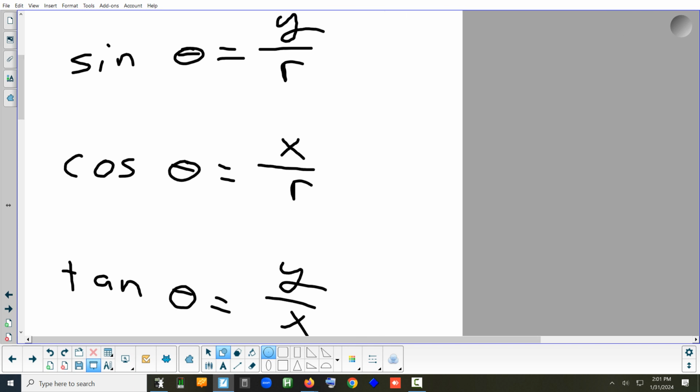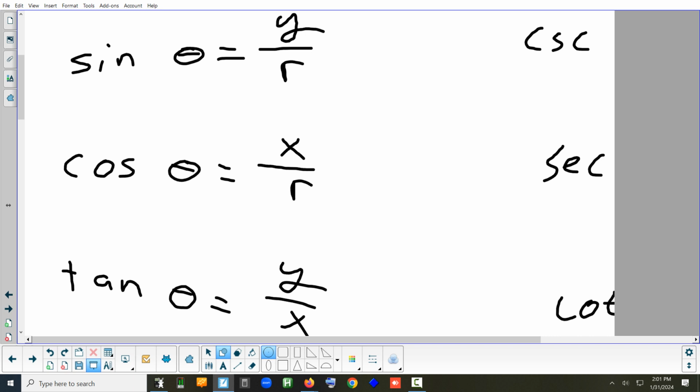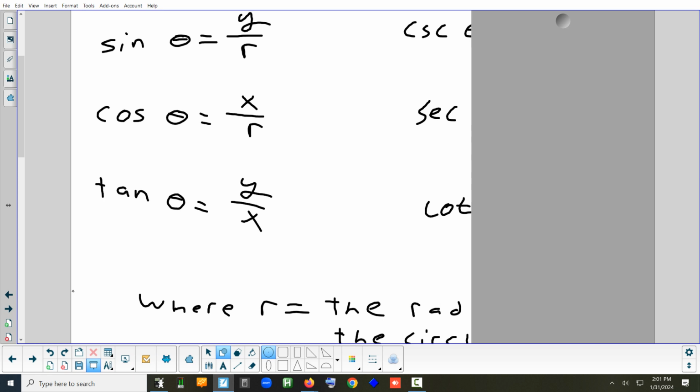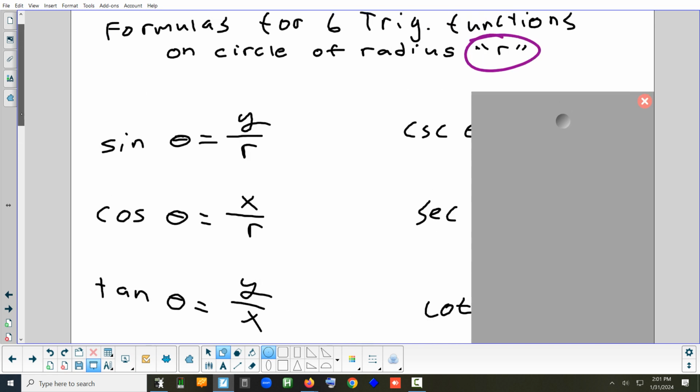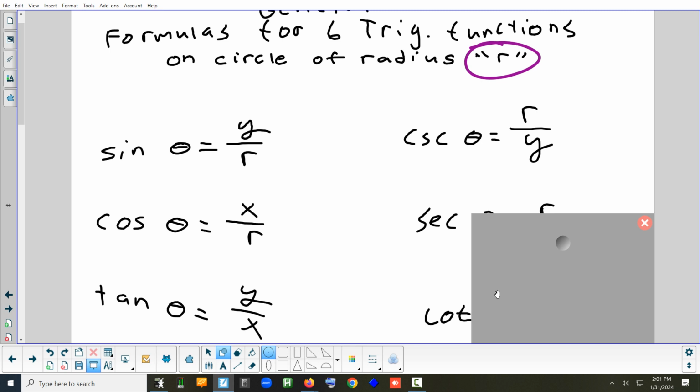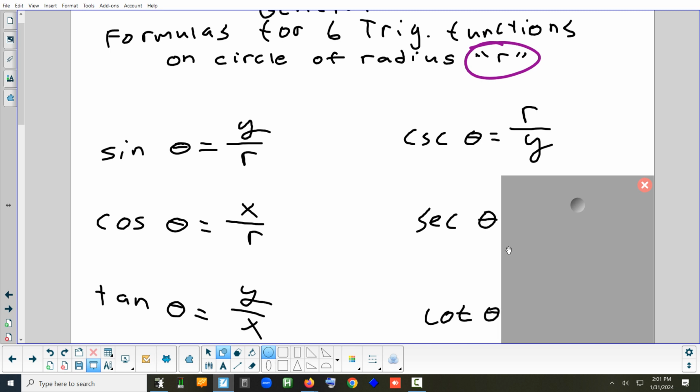Now, once we get the 3 on the left, what have we always done to get the 3 on the right? Flip them. So what do you think the formula for the cosecant is going to be? r over y. Yep, on a circle that doesn't have a radius of 1. It's r over y. How about the secant? r over x. And the cotangent? x over y. Yep.